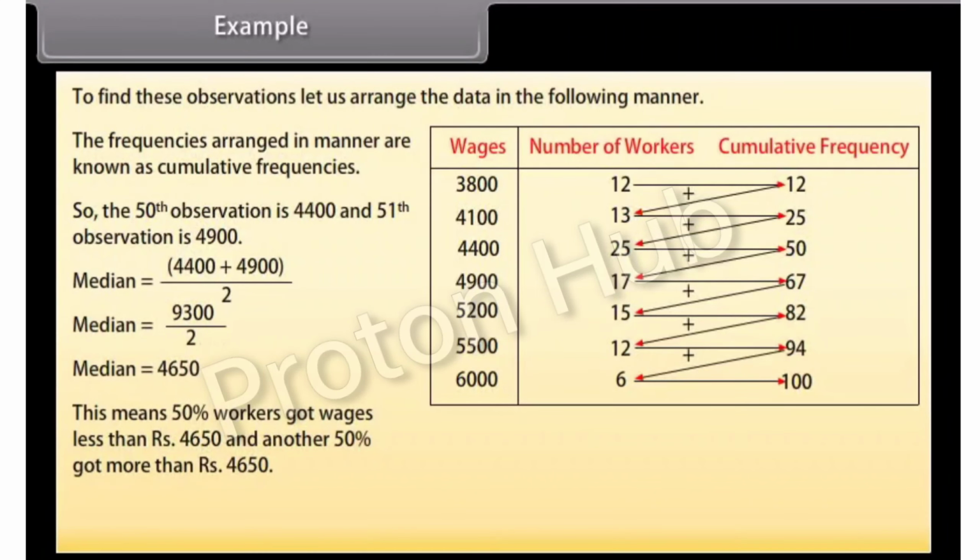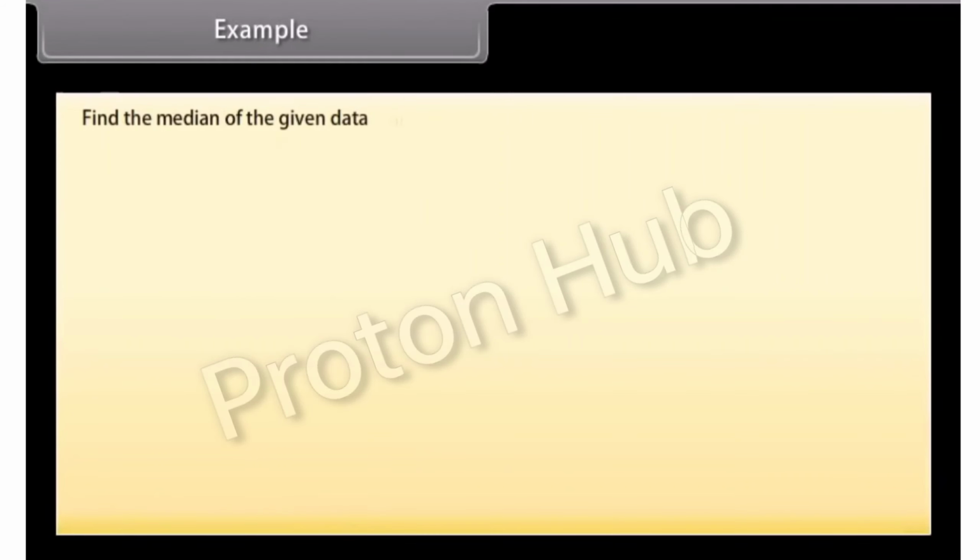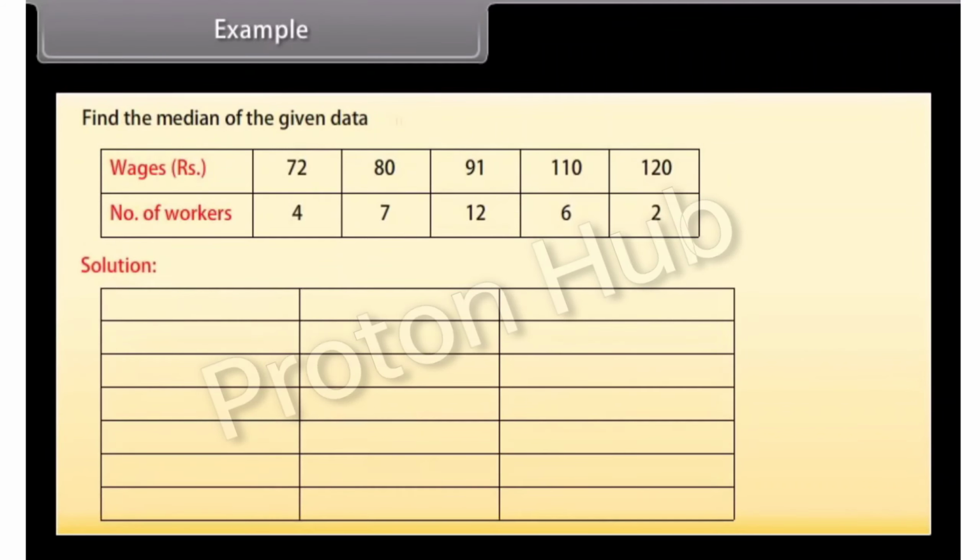Find the median of the given data. Solution. In the first column, we have written the given wages. We have written the given frequency. The sum of the frequencies is 31. In the third column, we have found the cumulative frequency for each wage by adding the previous frequency to the current frequency.